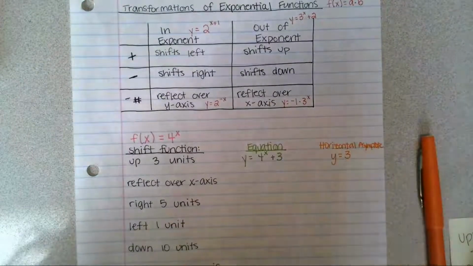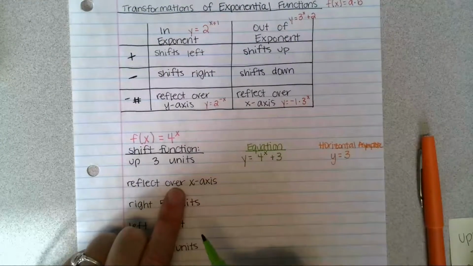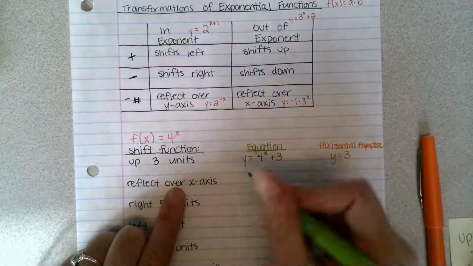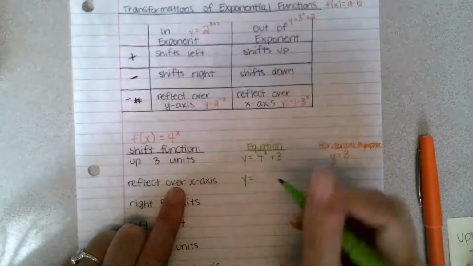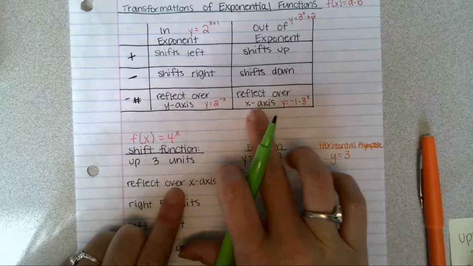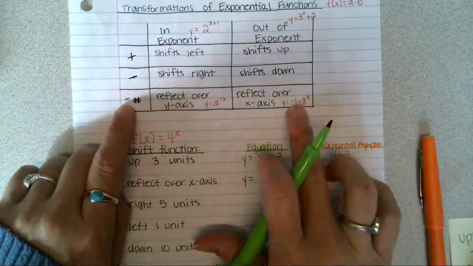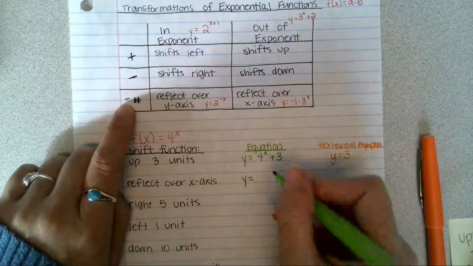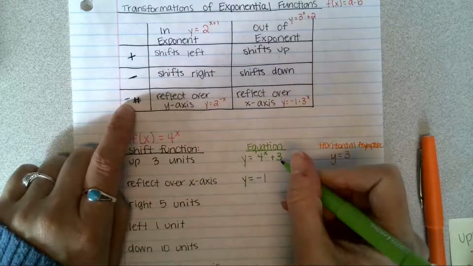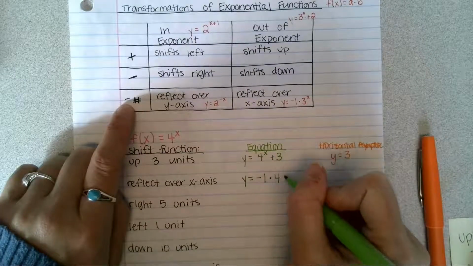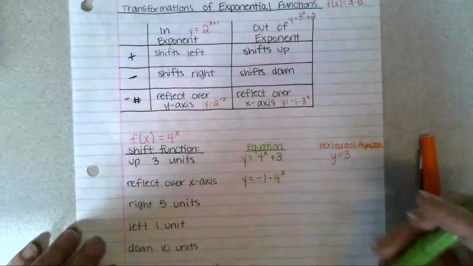All right, let's look at a reflection over the x-axis. I know I've got to have my y equals. Reflect over the x-axis is here, which means I have to add a negative out of the exponent. So it's going to look like this. So it's going to be y equals negative 1 times 4 to the x power.